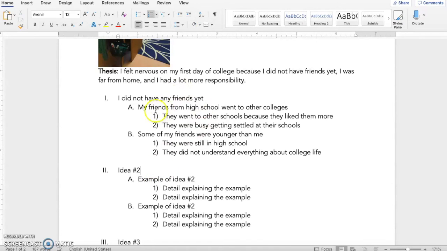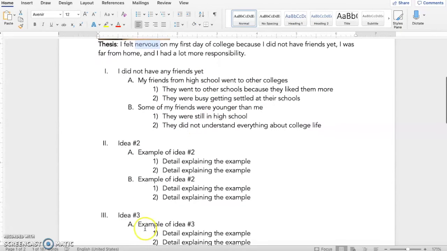So if you notice how my A and my B, my 2 examples of my first idea, back up and justify the fact that I did not have a whole lot of friends on my first day of college, which made me feel nervous. Okay, idea number 1. Check. All set. Now we're going to move on to idea number 2.